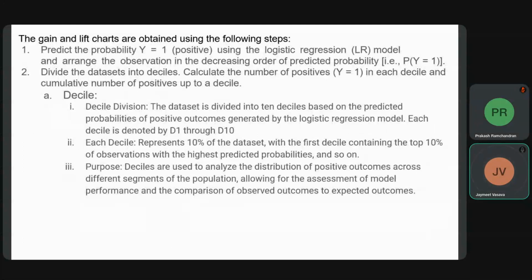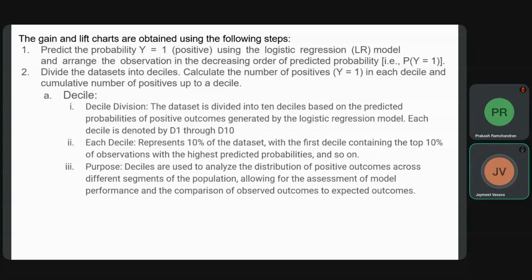So how are gain and lift charts obtained? First we have to predict the positive outcomes of the logistic regression model that we have made and arrange the observations in decreasing order of predicted probability. Then divide the data set into deciles, and for each decile calculate the number of positives, and the cumulative number of positives up to a decile.